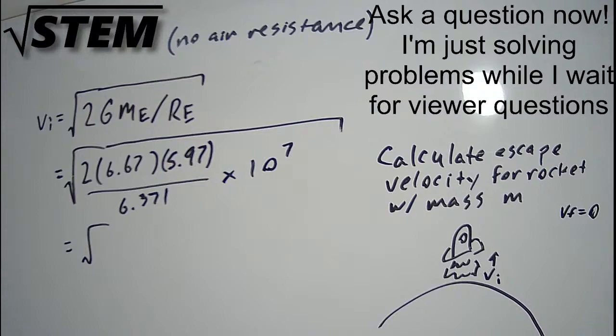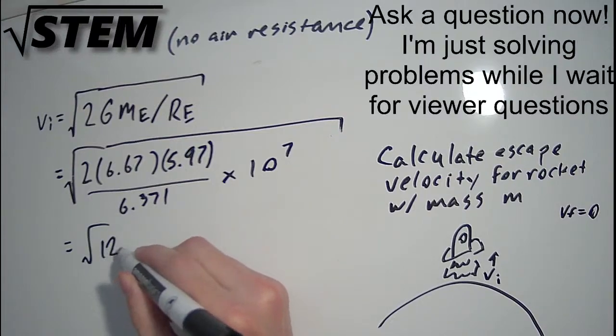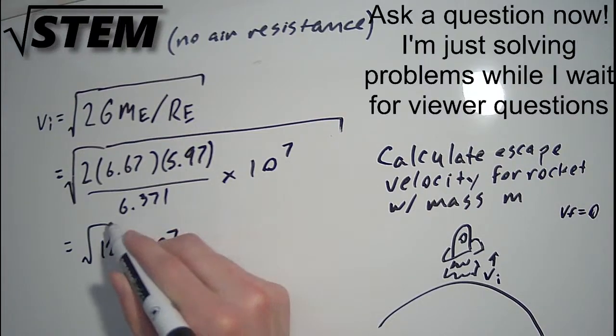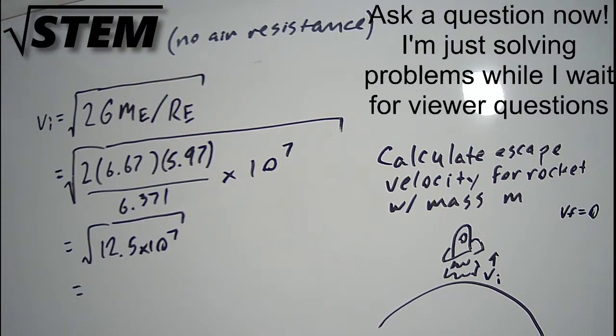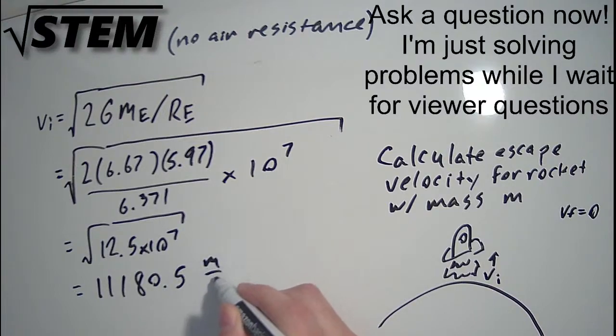Let's calculate the product of all these significant digits. We get 11,000 meters per second. I can double check that.